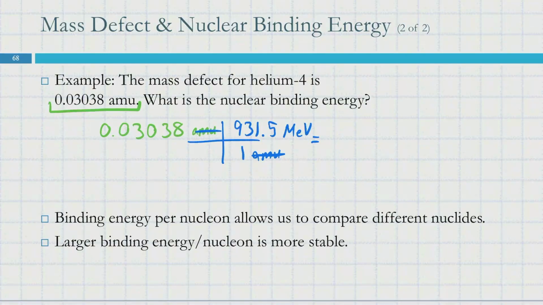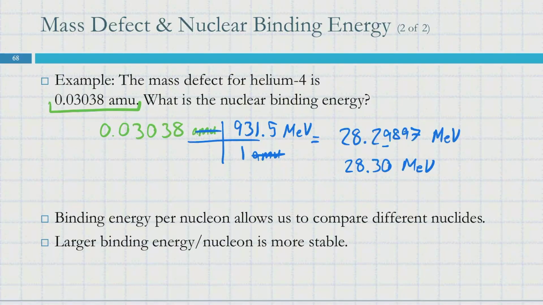0.03038 times 931.5. The nuclear binding energy is 28.29897 mega electron volts. We'd probably round that off at 28.30 mega electron volts, which is a number that doesn't really mean anything to us because we don't have experience with electron volts, but I think most of us probably don't have experience with joules either, so that also doesn't really mean very much. So we might as well just leave it in mega electron volts.